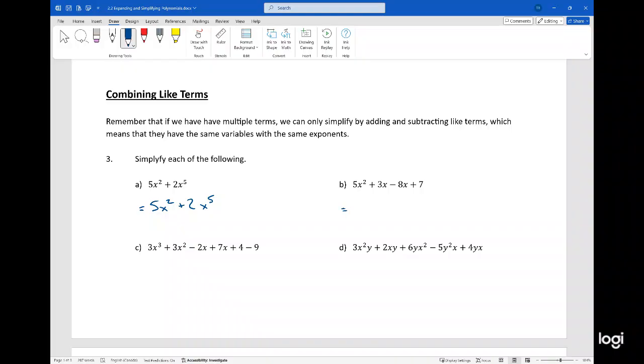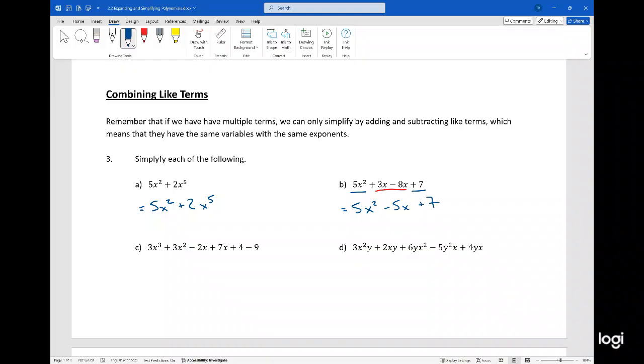For part B, we've got 5x squared plus 3x minus 8x plus 7. The only two terms there that have the same variable with the same exponent are the 3x and the minus 8x. So we'll just include the other terms as well. 5x squared stays the way it was. And by the way, it's never a bad idea to underline these as you go, especially when there's several terms, just to make sure that you don't miss any. 3x minus 8x is negative 5x, and then plus 7 at the end.